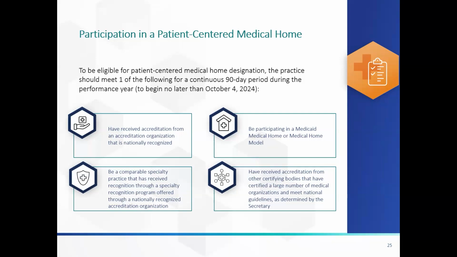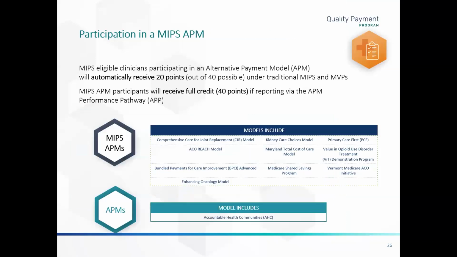Next slide, please. MIPS eligible clinicians participating in an alternative payment model, or APM, will automatically receive 20 points out of the possible 40 under traditional MIPS and MVPs. MIPS APM participants will receive full credit, or 40 points, if reporting via the APM Performance Pathway, or APP.